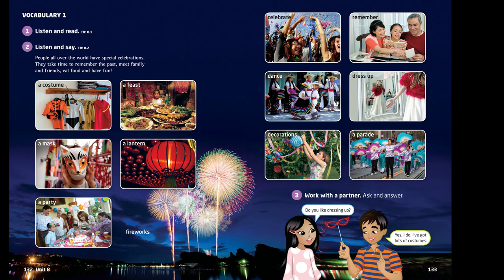Track 8.2. Activity 2. Listen and say. A costume. Do you like my costume? A feast. There's lots of food at this feast. A mask. I love the colours on this mask. A lantern. This lantern is beautiful.